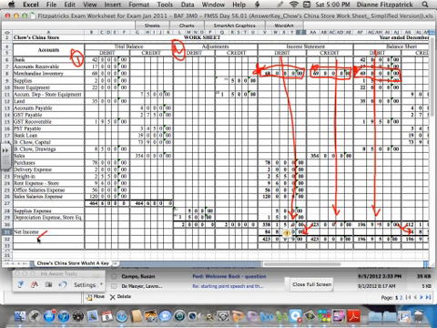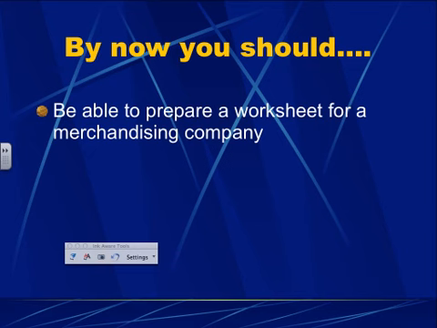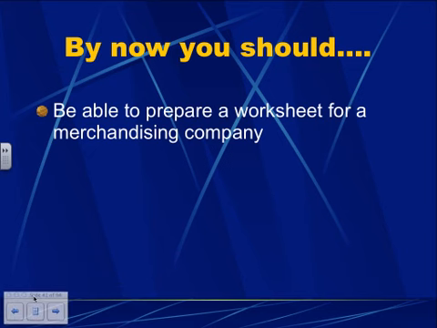You're going to write the word net income here, add these two up, put the answer here, add this plus 0 because there's nothing there, put the answer there, and if those two equal, you're in good shape. Same thing, this plus 0 is there, and that plus that, if they equal, you're in good shape. By now, you should be able to prepare a worksheet for a merchandising company.